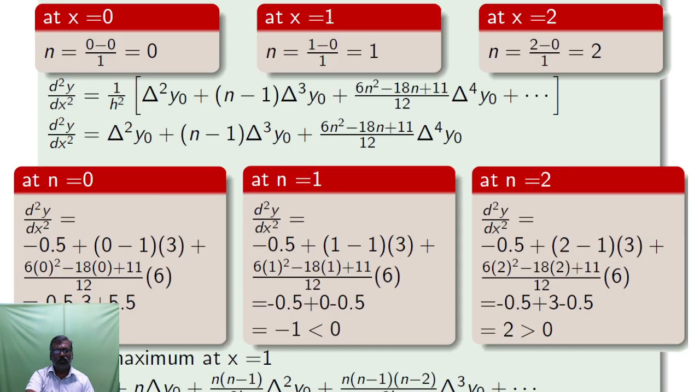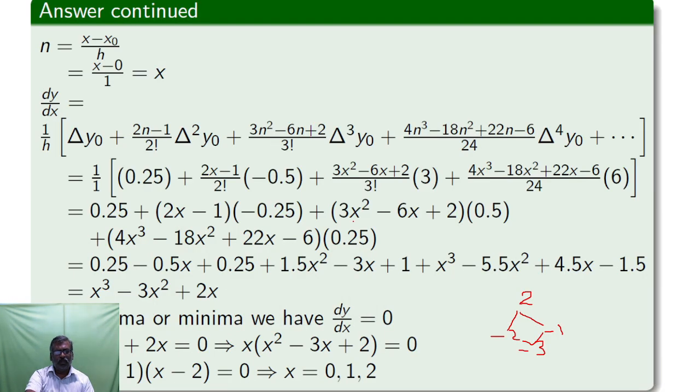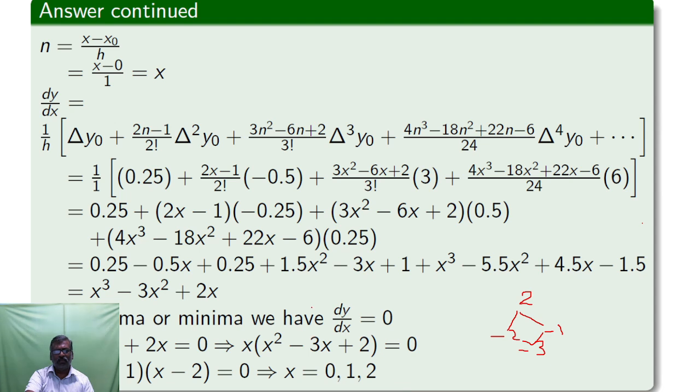So now you have three values: x equal to 0, x equal to 1, x equal to 2. After finding these values, now you know dy by dx. From the dy by dx, find d squared y by dx squared.